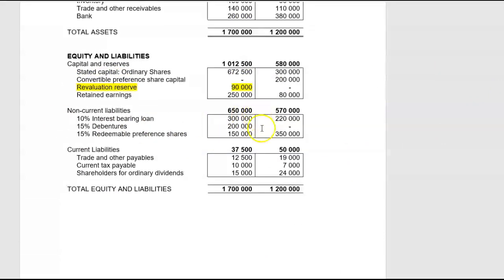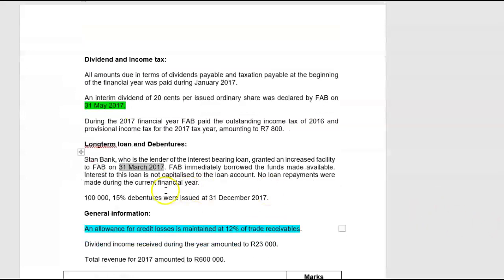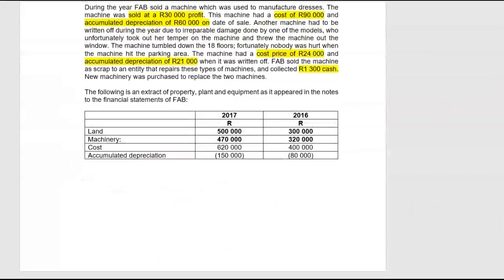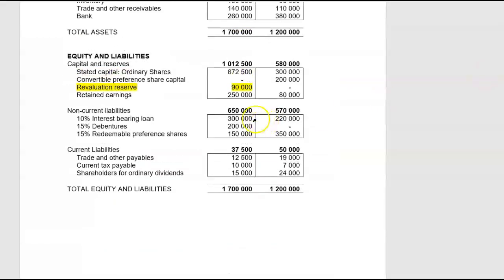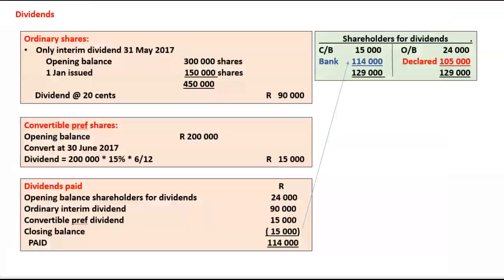So if we go and have a look at the loan, it increased from 220,000 to 300,000, which is 80,000 Rand. They also tell us that that happened on 31 March. So for 9 months of the year, my outstanding loan balance was 300,000, and for 3 months of the year, the outstanding loan balance was 220,000.